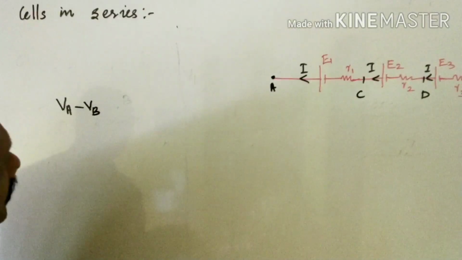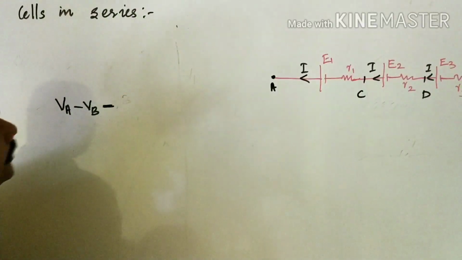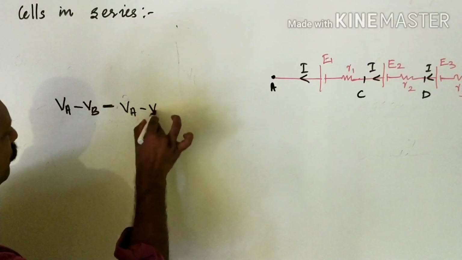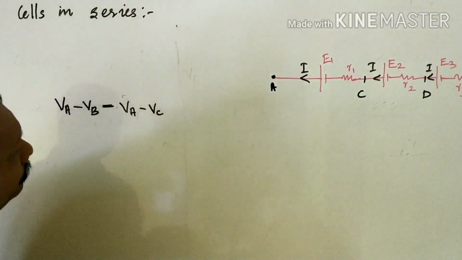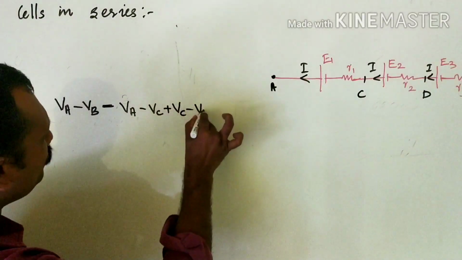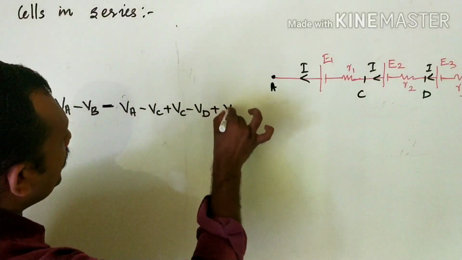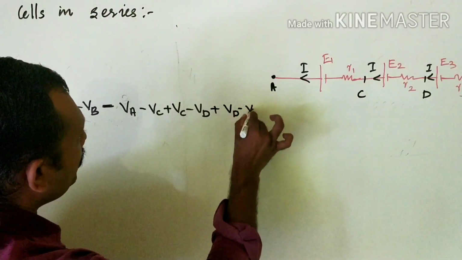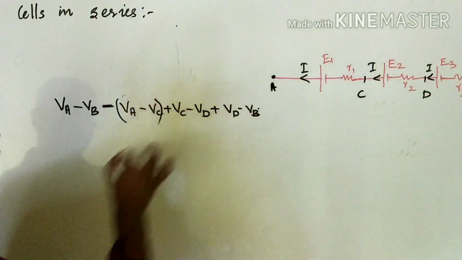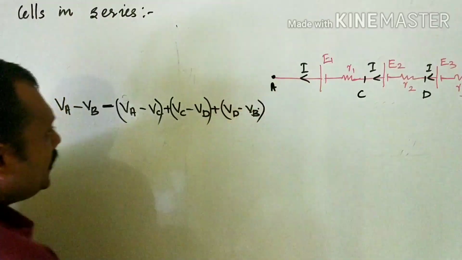Let us write the potential difference between A and B. VA minus VB is what we need to find out. This is equal to VA minus VC plus VC minus VD plus VD minus VB. Am I right? VA minus VC plus VC minus VD plus VD minus VB.